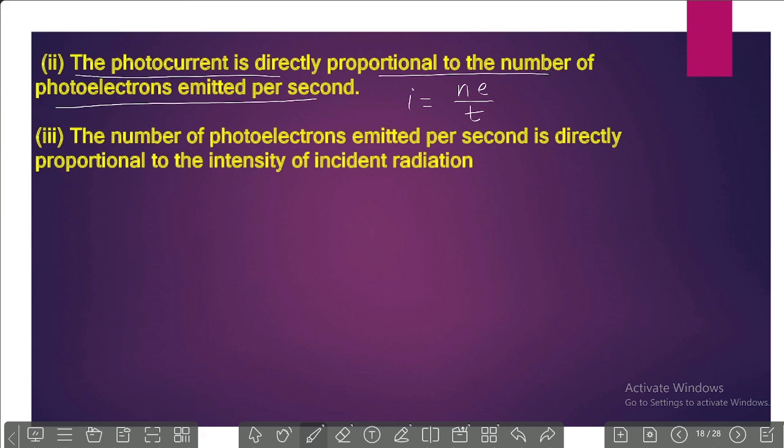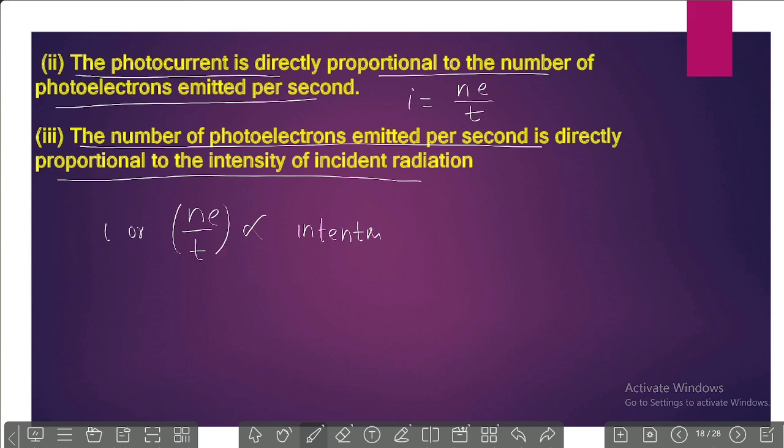Now the number of photoelectrons emitted per second is directly proportional to what? Intensity of light. That means if the photocurrent is directly proportional to intensity of light, then this number of photoelectrons per second is also directly proportional to intensity of light. That means n by t is also directly proportional to intensity of light. So you can write I, photocurrent, is proportional to intensity of light.